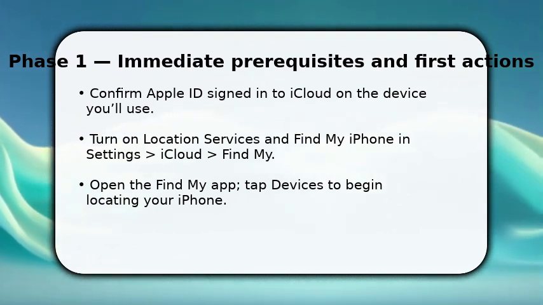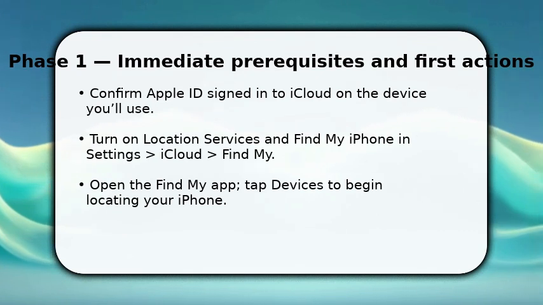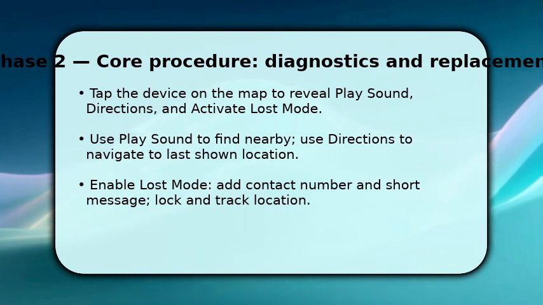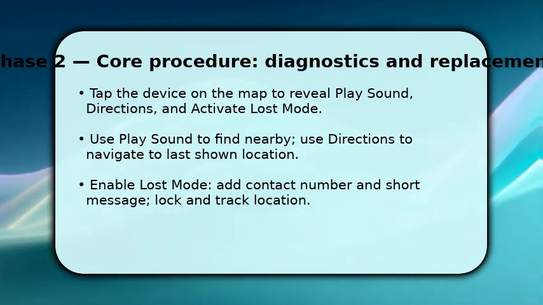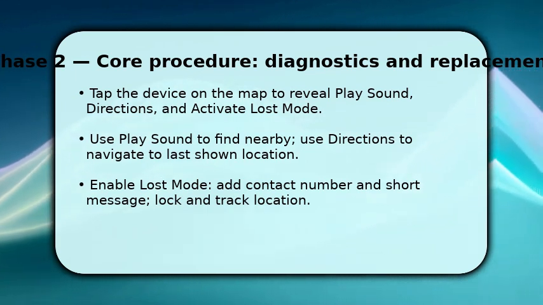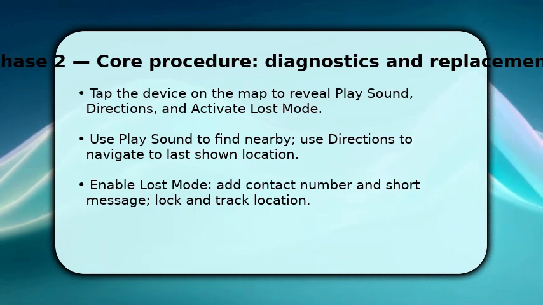Now you'll act. Tap your iPhone on the map to reveal play sound, directions, and lost mode. Use play sound immediately if you're nearby. This forces a loud ping even on silent. It's fast. If it's farther away, tap directions to get turn-by-turn navigation to the last reported spot.